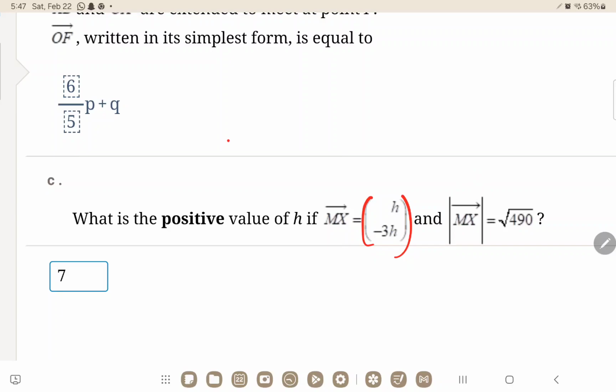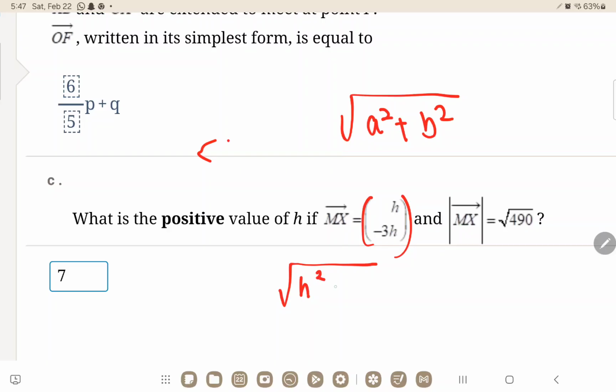Now, what do we know the magnitude is? The magnitude is a squared plus b squared, under the radical sign. So what this question is telling us is radical h squared plus negative 3h squared equals radical 490. That's literally what this question is telling us. Now we need to solve for h, because they want the positive value of h.